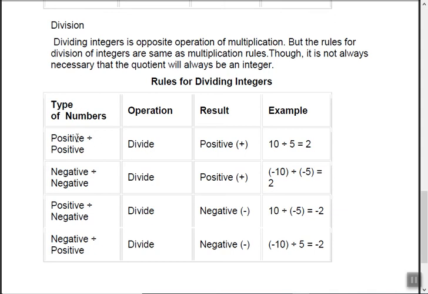Okay, so let's see. Positive upon positive is positive, means 10 divided by 5 is 2. Upon means divided by. Negative upon negative is positive, means minus 10 divided by minus 5 is plus 2. Minus minus goes and 10 divided by 5 is 2. Positive upon negative is negative, means 10 divided by minus 5 is minus 2. Similarly, negative divided by positive is negative. Minus 10 divided by 5 is minus 2.